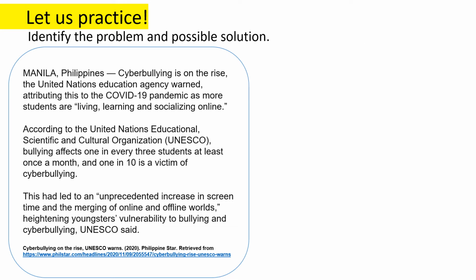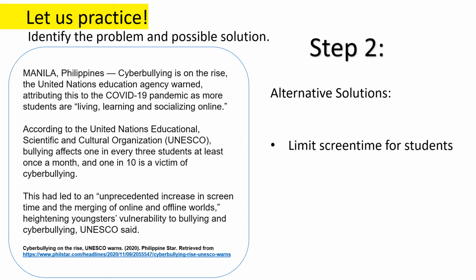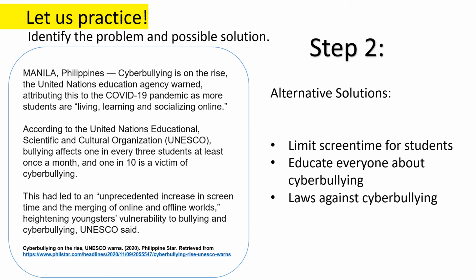Now that we have identified the problem, let us now go to step 2, alternative solutions. So here are some alternative solutions to the problem. We could suggest to limit screen time for students, educate everyone about cyberbullying, or implement laws against cyberbullying. So these are just some of the alternative solutions.